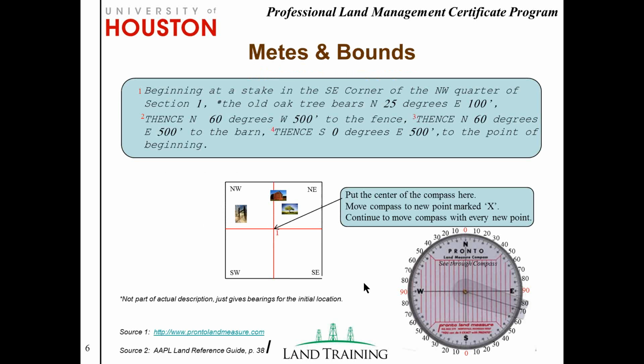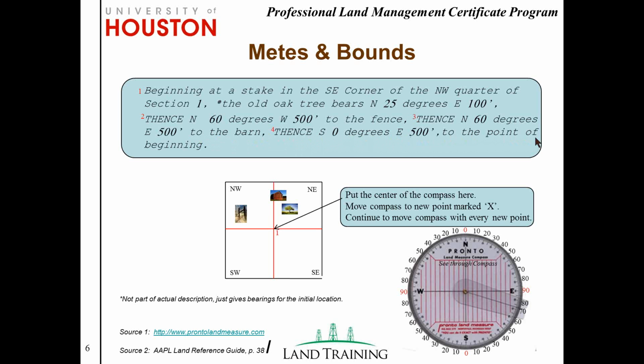This is one that's right out of the American Association of Professional Landmen Land Reference Guide on page 38. In this particular property description, it's saying: beginning at a stake in the southeast corner of the northwest quarter of section 1, the old oak tree bears north 25 degrees east 100 feet, thence north 60 degrees west 500 feet to the fence, thence north 60 degrees east 500 feet to the barn, thence south 0 degrees east 500 feet to the point of beginning. So that's what a typical metes and bounds description looks like.